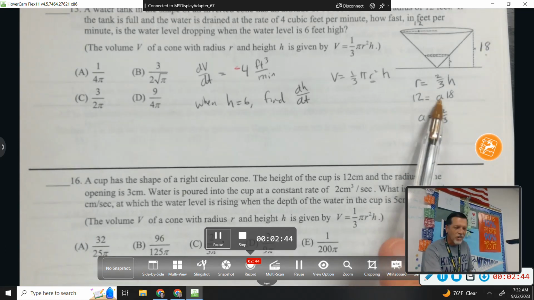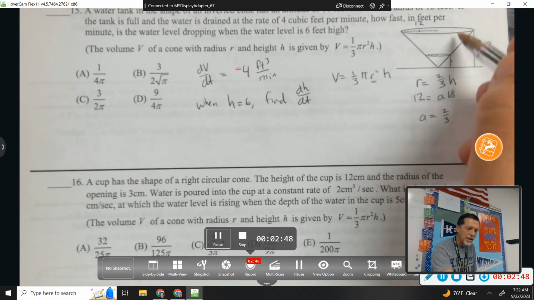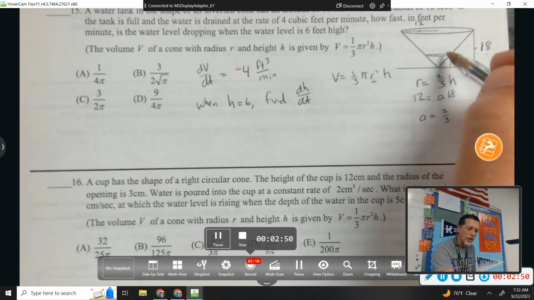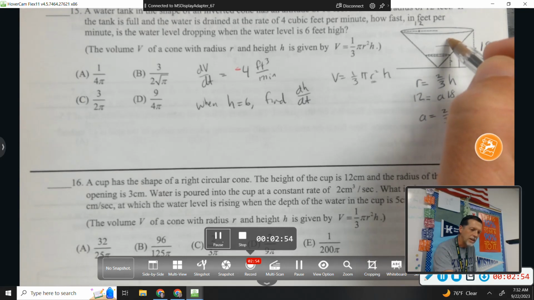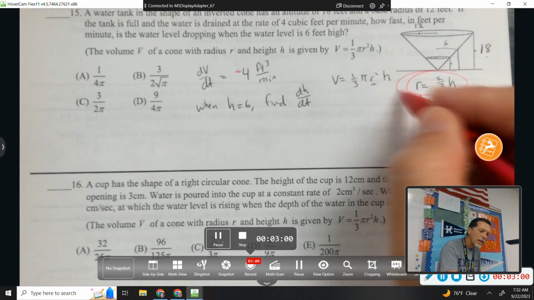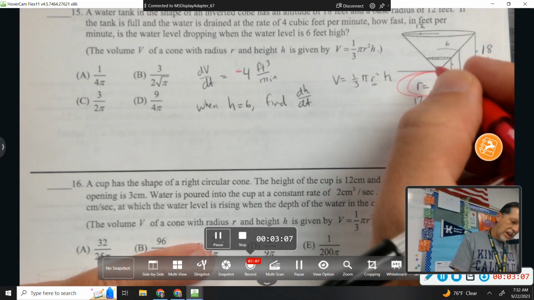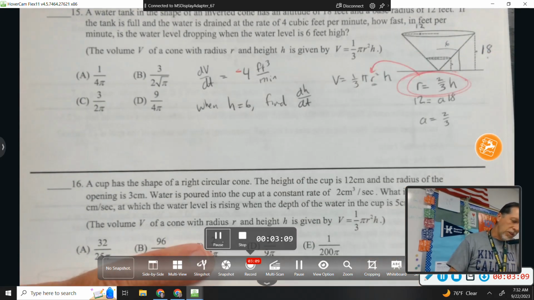So r is 2/3 of h. 2/3 of 18 gets me to 12. And that means, because of similar triangle stuff all the way down, when h is 9, r would be 6. So r is always 2/3 of h. That's the key to this problem. That's what gets people, is figuring out how they're related to each other. Because then, in place of r, I can put 2/3 h.